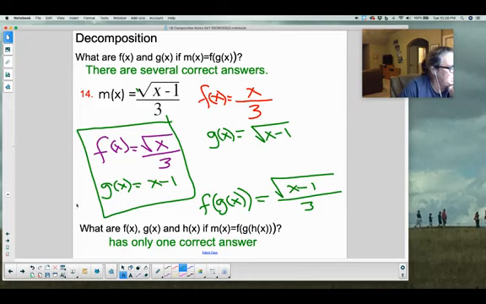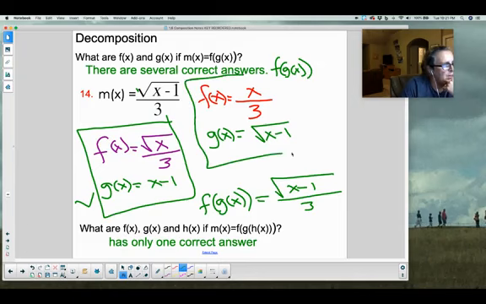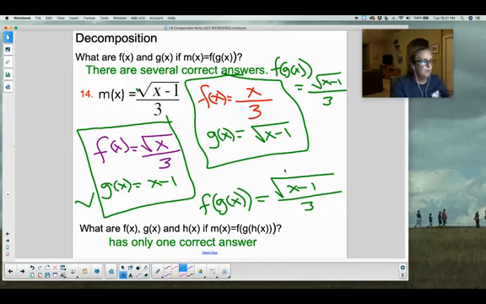That one works. Go back and look at this one. My f of g of x, if I do this combination here, I'm saying my f says get your input and divide it by 3. What is my input? G of x. What does g of x look like? x minus 1. Both of those would work.